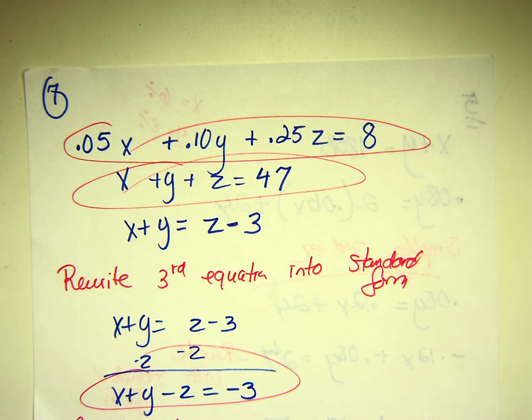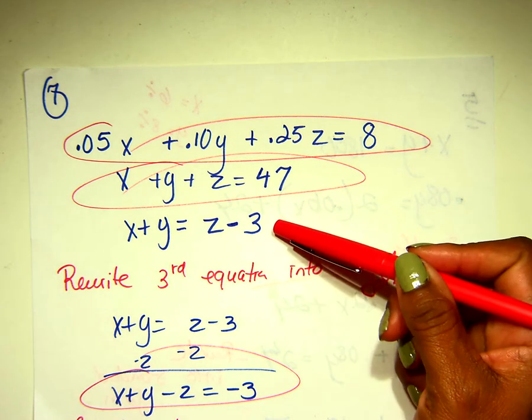And then the 0.25z are my quarters, which give me a total of $8. Also in the problem, it says there's a total of 47 coins. So we had x plus y plus z, which is 47. Your third equation is where it stated that the sum of your dimes and nickels was 3 less than your quarters. Hence your third one.